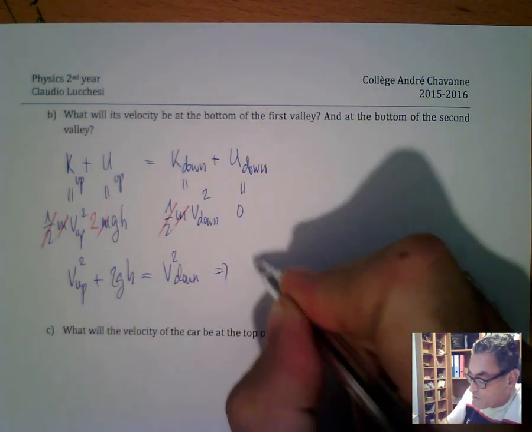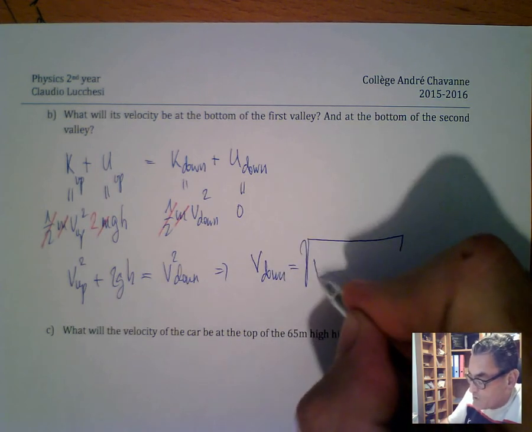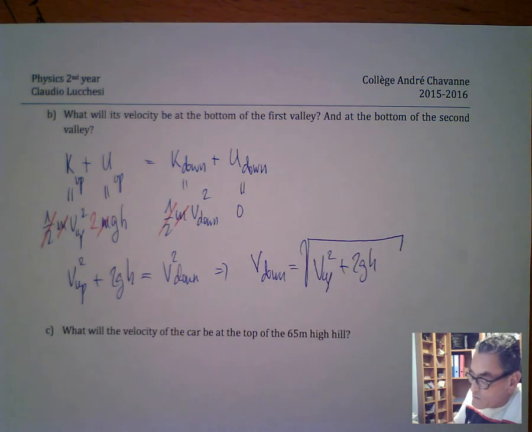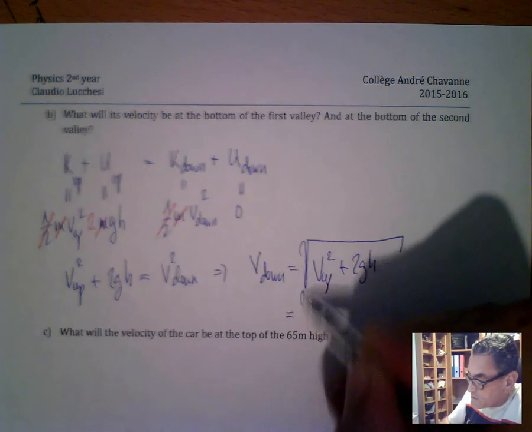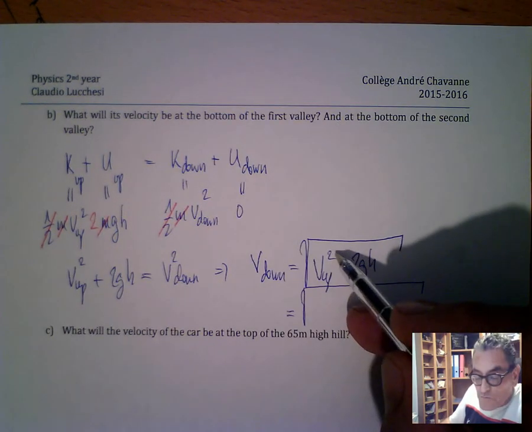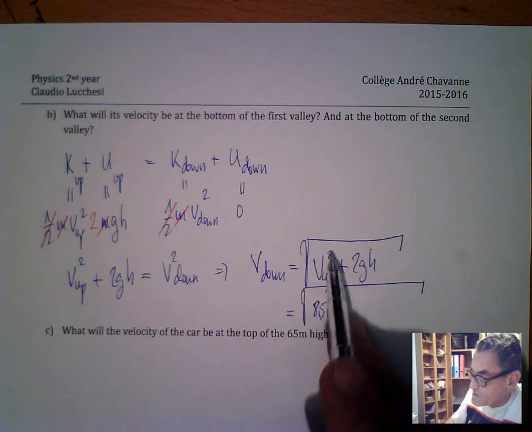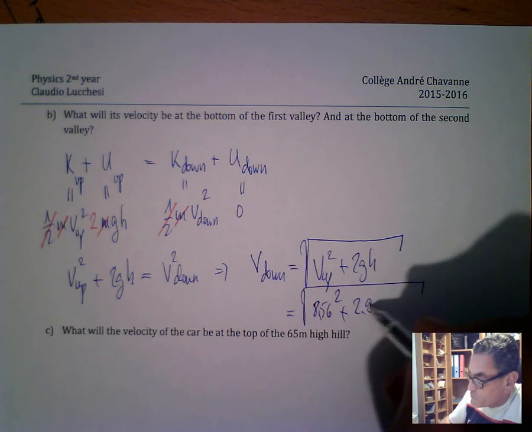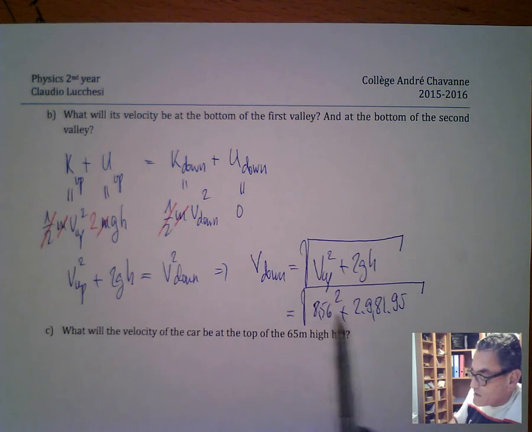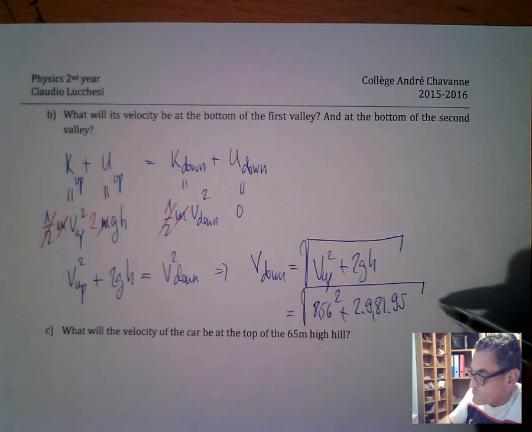Which tells us that v down is just the square root of v up squared plus 2gh, and now we can compute that. This is the square root of v up squared. V up squared was the velocity we computed before, 8.66 squared, plus 2 times 9.81 times the height, which is 95. You see that now the potential energy, which has transformed into kinetic energy, is added to this formula.